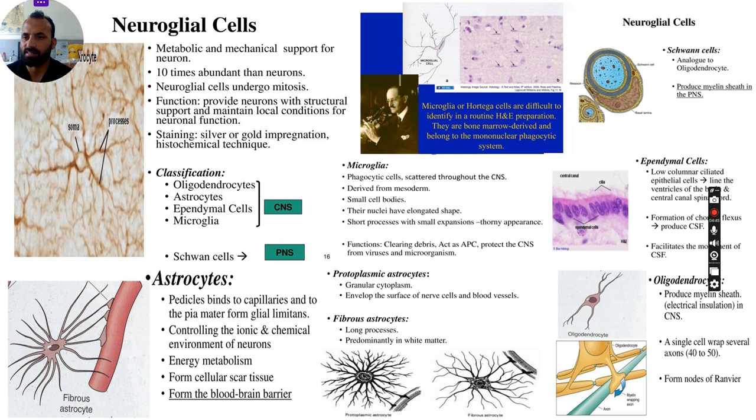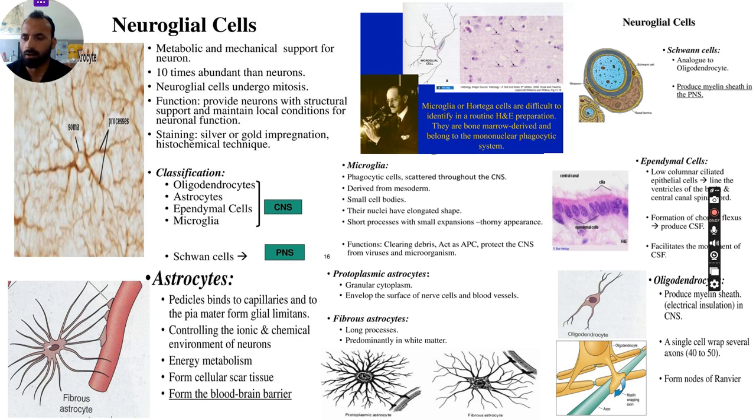And the main function of these neuroglial cells is that they provide structural support to nerve cells. If you go for the classification, you have the cells present in the CNS: oligodendrocytes, astrocytes, ependymal cells, and microglia. Then in the PNS, you have a supporting cell, the Schwann cell.